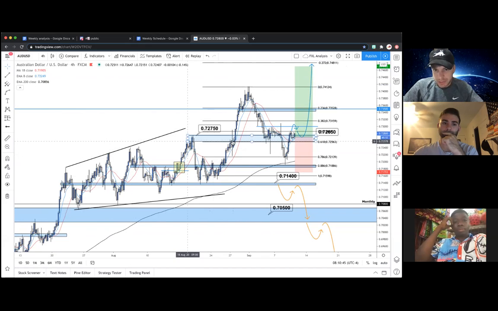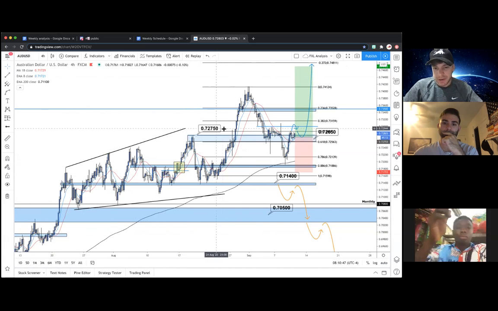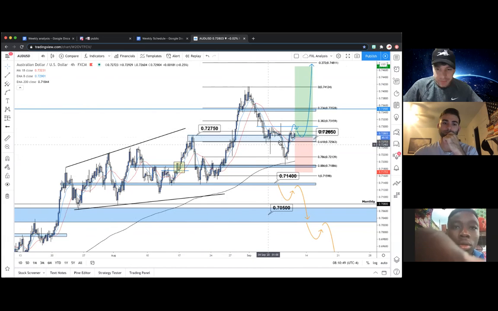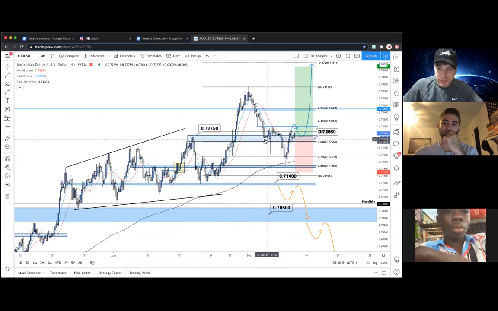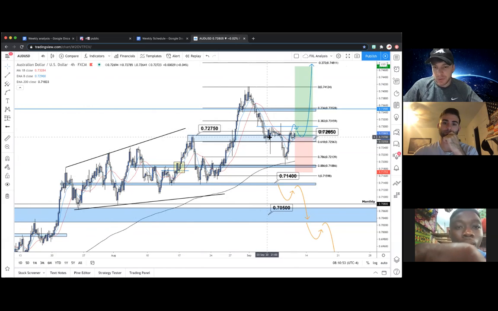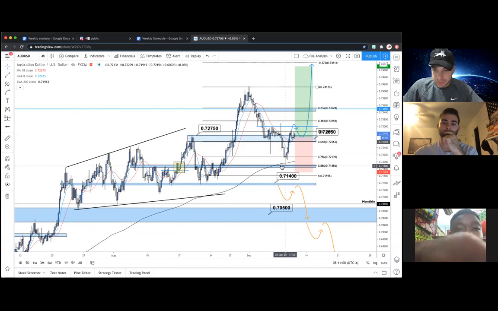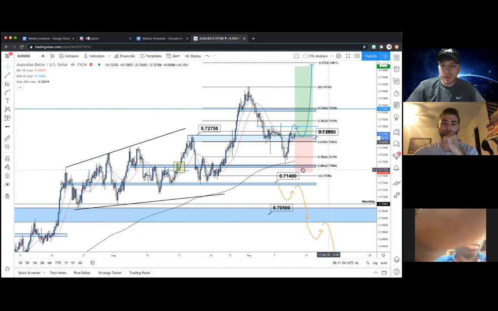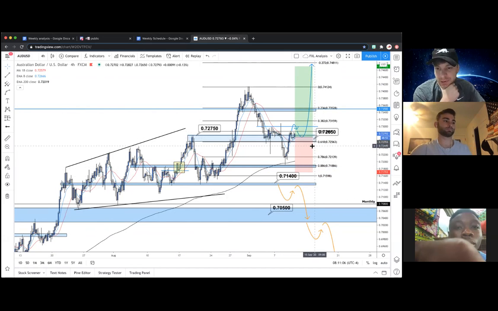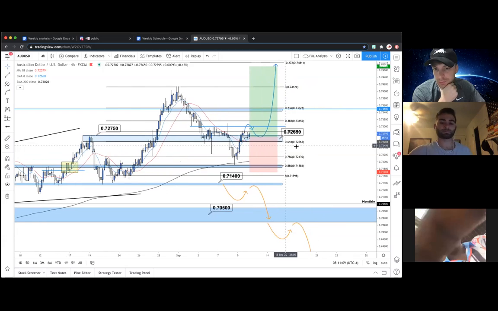Nice rally, broke through key resistance right here at 0.7275, pulled back, gave us a little bit of support here. That wasn't significant enough. It didn't hold. It didn't push through the MAs, gave us a transition. So it actually fell out from the zone, pulled back to a deeper fib level near the 200 EMA, 88.6 fib level. Then it reversed, and now it's breaking above this zone right here.